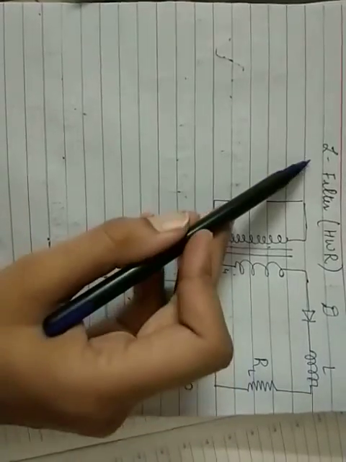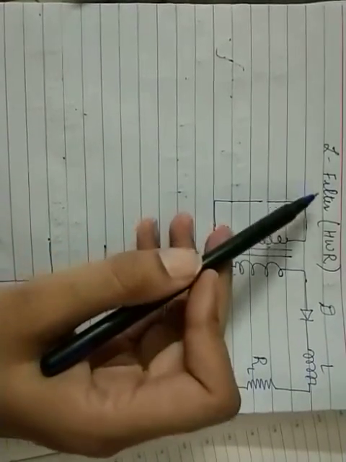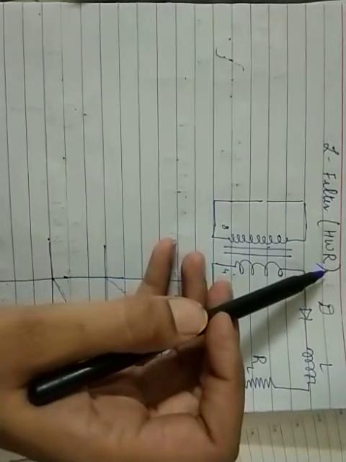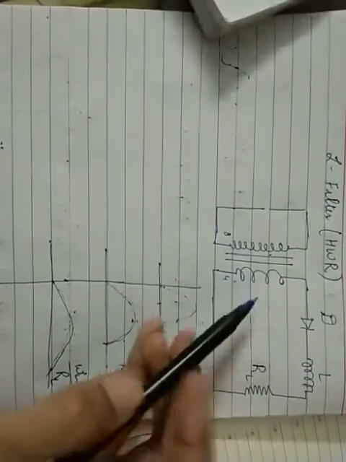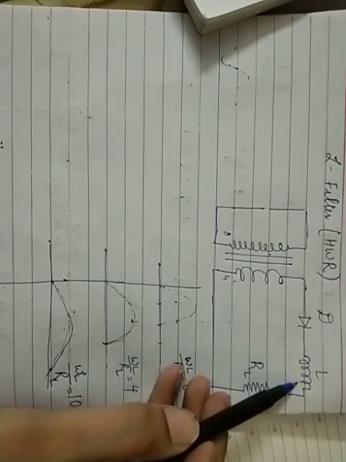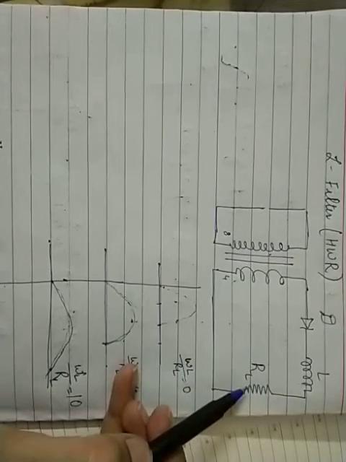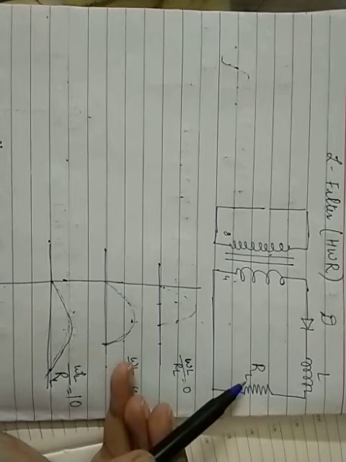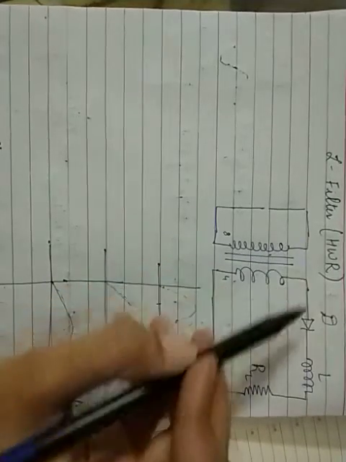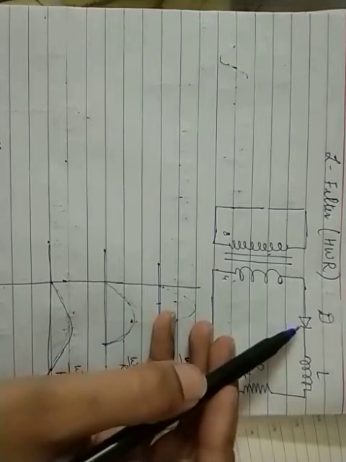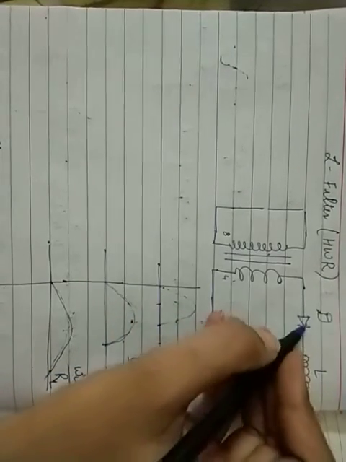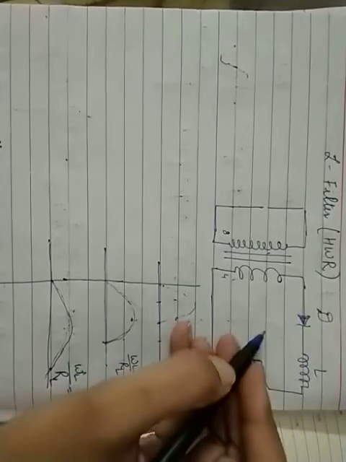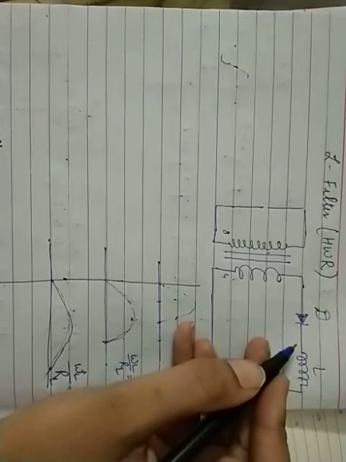This is the L filter, and we are doing it in case of a half wave rectifier. So what we have done is we have connected an inductor which is in series with the load resistance. Because we have already discussed the half wave rectifier with a single diode, a single diode D is used here, and this is the positive end and this is the negative end of the diode.